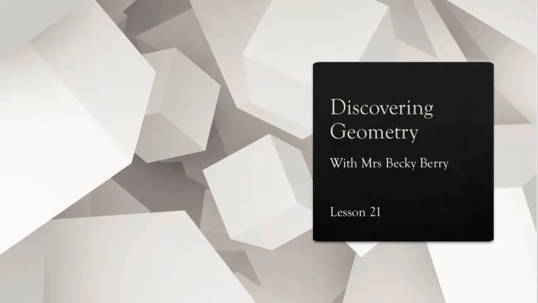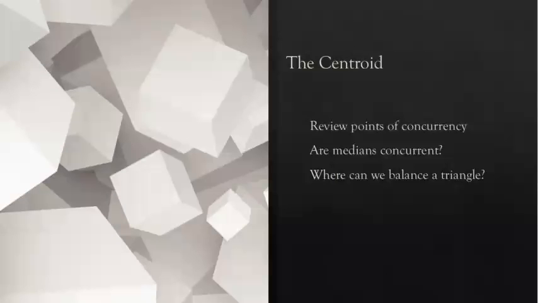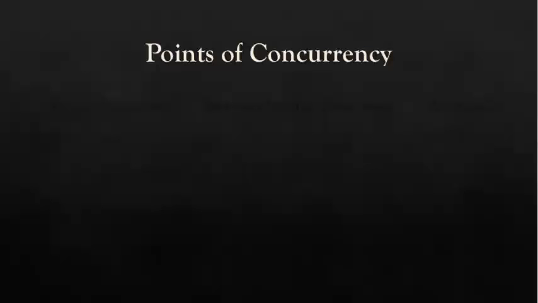Welcome back to Discovering Geometry with Mrs. Berry. This is lesson 21. Today we will be talking about the centroid. First, we'll review points of concurrency, then we'll look at if medians are concurrent, and lastly, we'll try to balance a triangle.